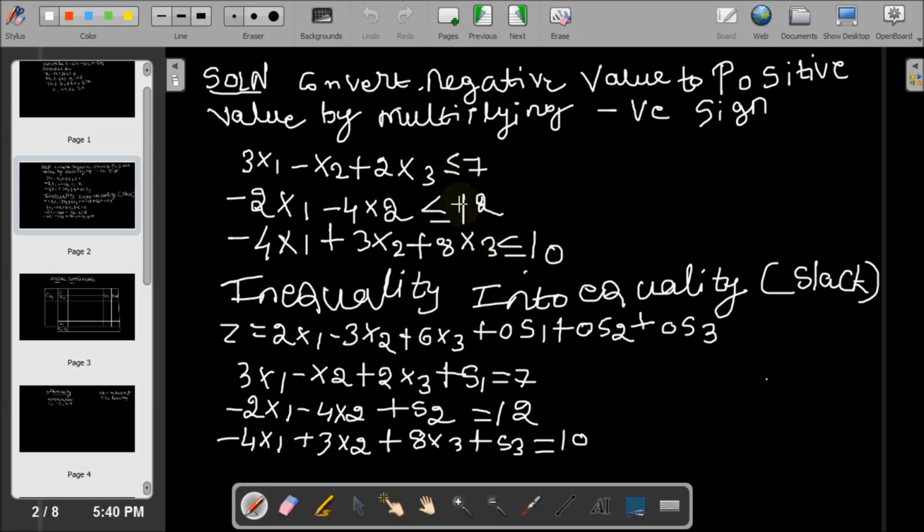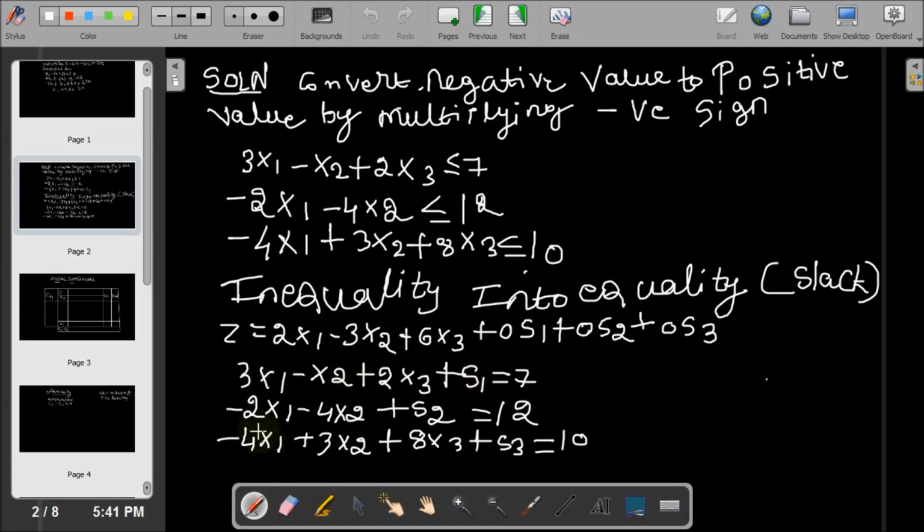But you have to convert the less than or equal to into equality. How to do that? As I explained in the maximization case also, you have to use slack variables. So now see, 3x1 - x2 + 2x3 + s1 = 7. You can observe that less than or equal to is changed to equal to 7. Along with that I added a slack variable s1. In this way you have to change the inequality into equality.